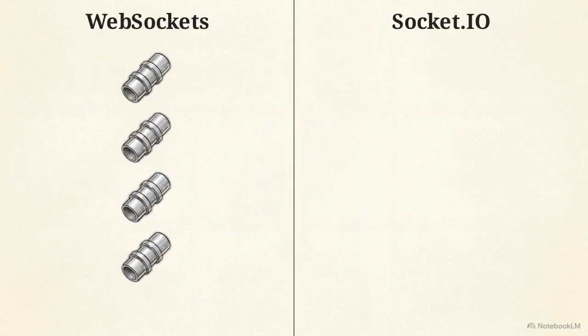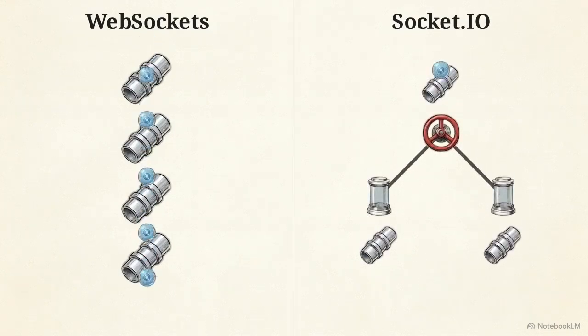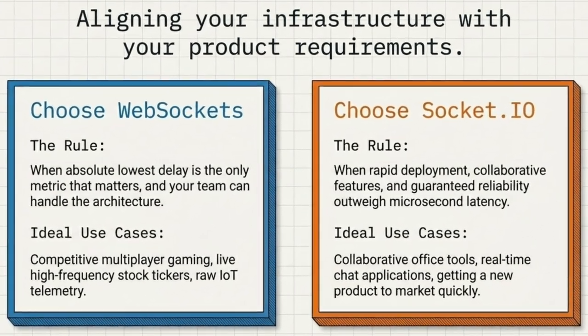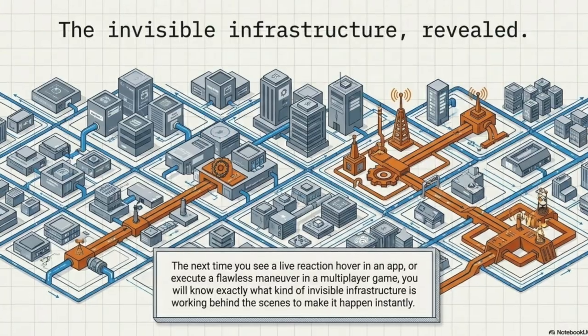Ultimately, WebSockets give you raw, fast pipes, while Socket.io provides a complete plumbing system with its own valves and storage tanks. Next time you see a live reaction in an app, you'll know a lot of invisible infrastructure is working behind the scenes to make it happen instantly.